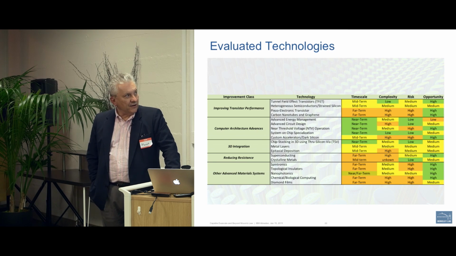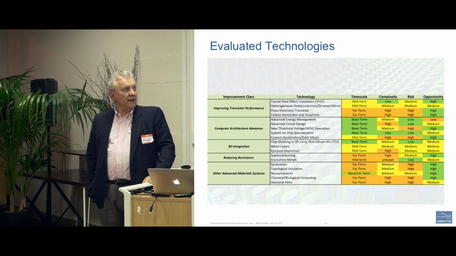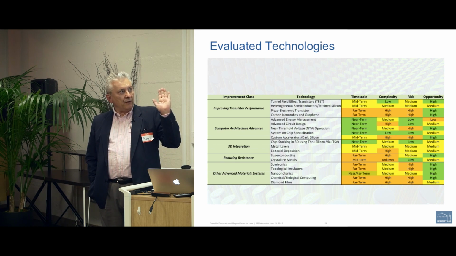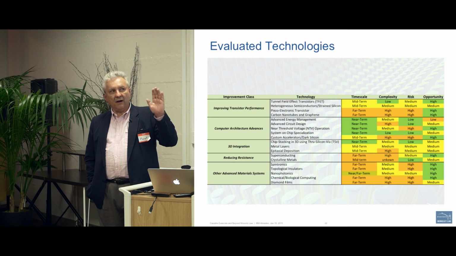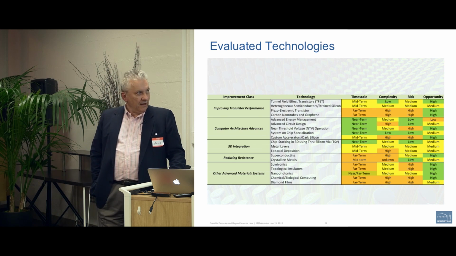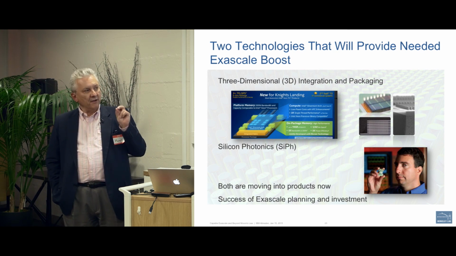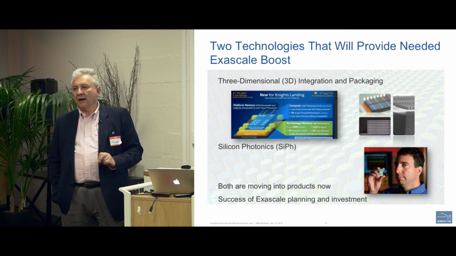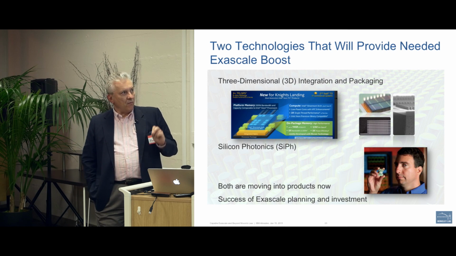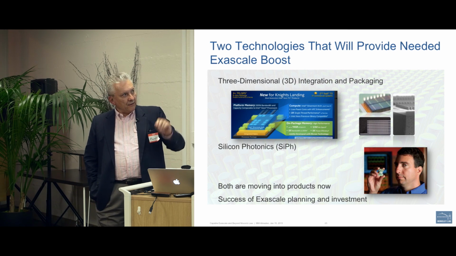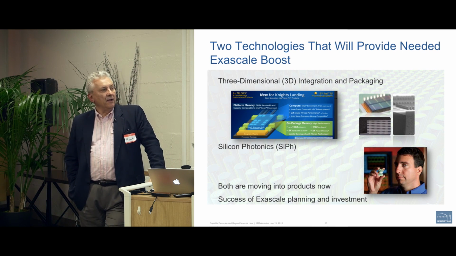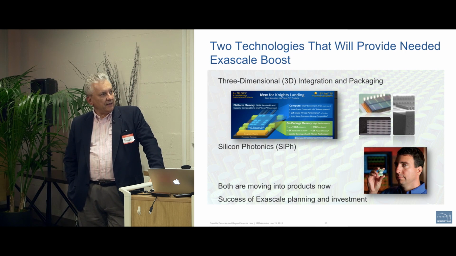There are a lot of technologies out there in terms of improving transistor performance, architecture advantage, 3D integration, and so on. They went through all these technologies, explained what they are, and explained what the challenges are. The bottom line is that there are two things which are promising, can be scaled, and have already been adopted or announced by industry players. One is three-dimensional integration and packaging. If you look at announcements by Intel for the Knights Landing technology, they say they will have three-dimensional integration and packaging.